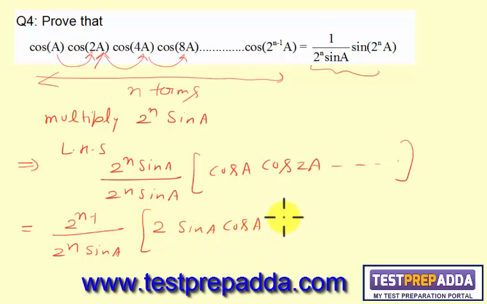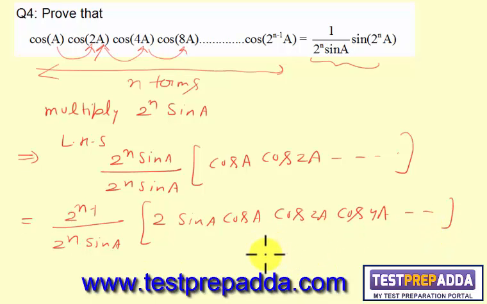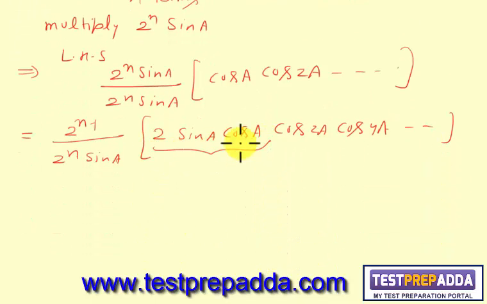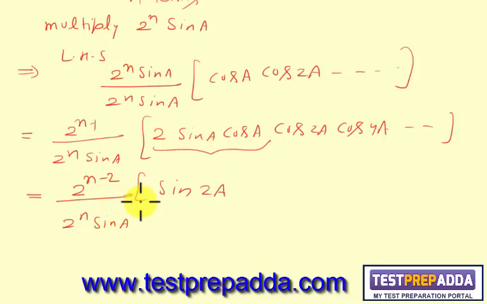I will introduce 1/2 in the bracket, so this becomes sin 2A. Now, if I introduce 1/2 in the bracket, then outside it becomes 2 to the power n minus 2. But inside, I'll write 2 here and cos 2A from here. Cos 4A is already there, so on.